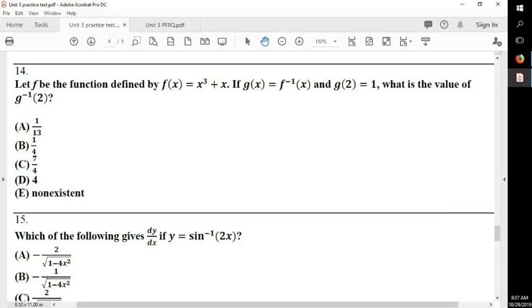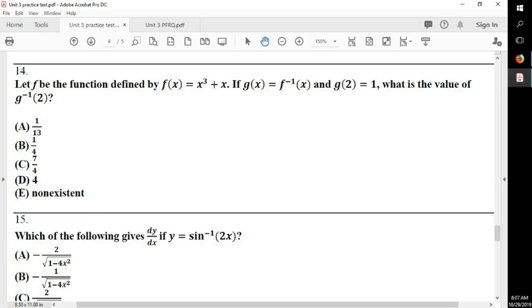All right. Let f be a function defined by f of x equals, and it has all this stuff right here. G is the inverse. Oh, if G is the inverse of f, wow, there's a lot of information here. Let's just find out what it wants so we can start doing stuff with this information. What is the value of G inverse of 2?